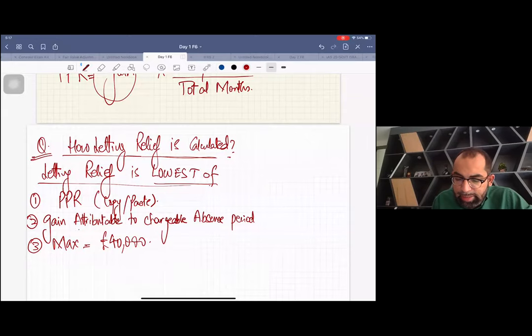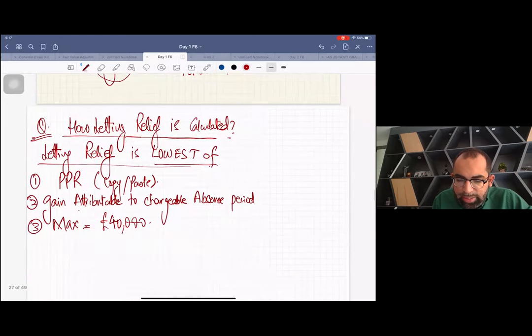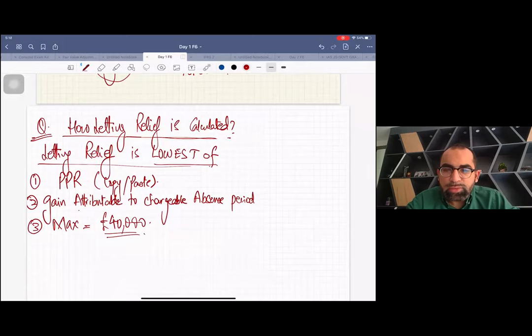Then the gain attributable to this chargeable absence period. And the third number is max 40,000. These three numbers, my dear students, you need to calculate. And whatever is the lowest amount, this will be your letting relief, okay?